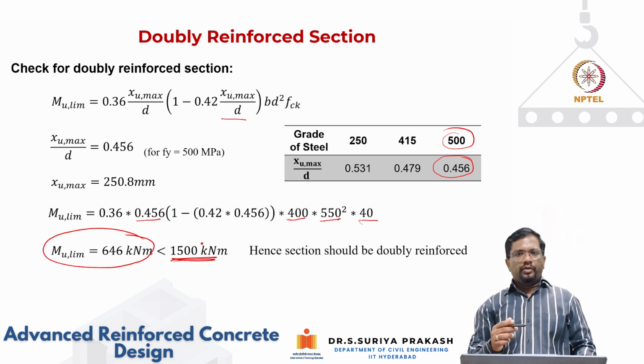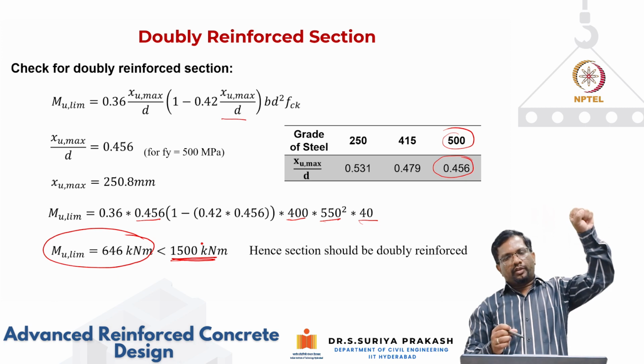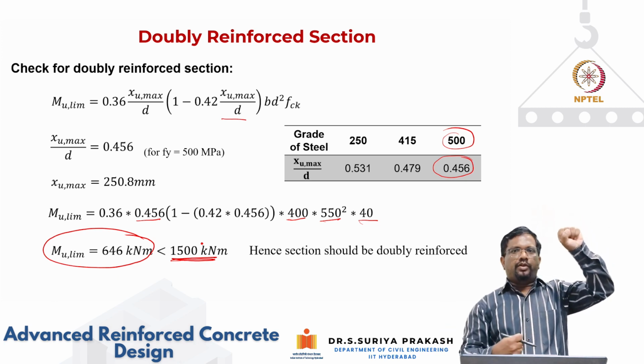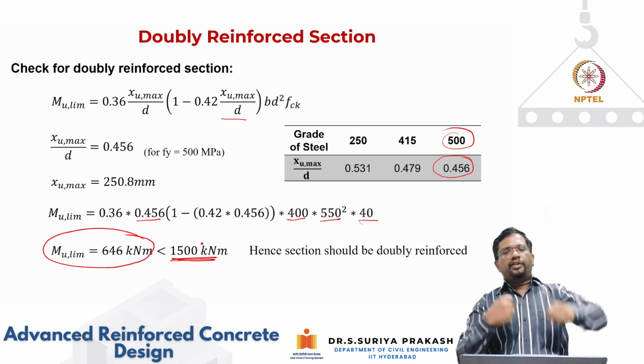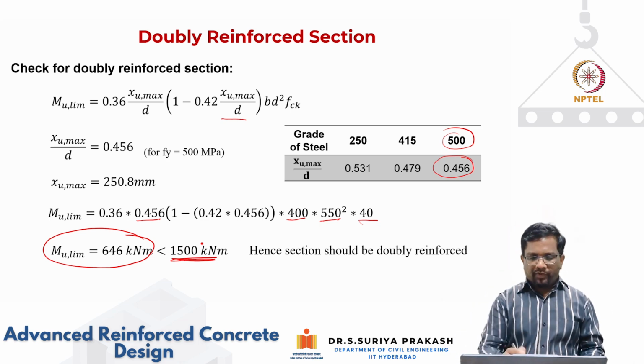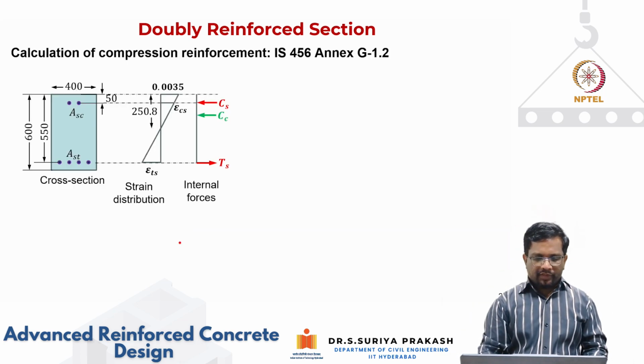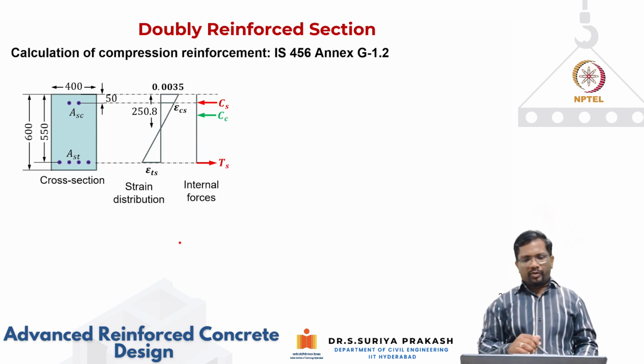So I have to put some additional steel on the compression side. In addition to that, I also put some additional steel on the tension side so that both of them will give the additional moment resistance that is required for the demand, which is 1500. Now let us see how to do this process.